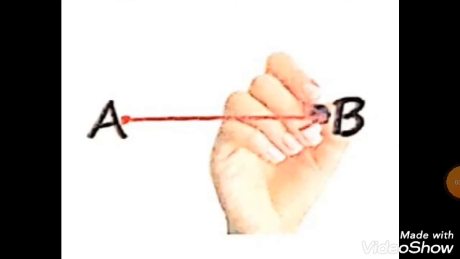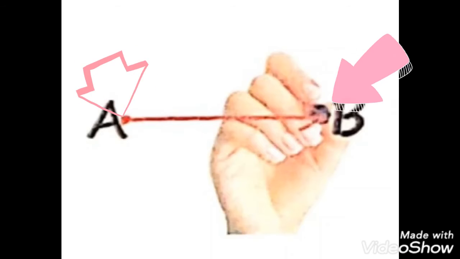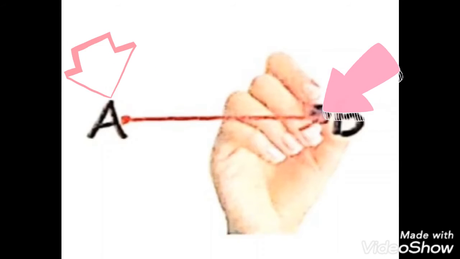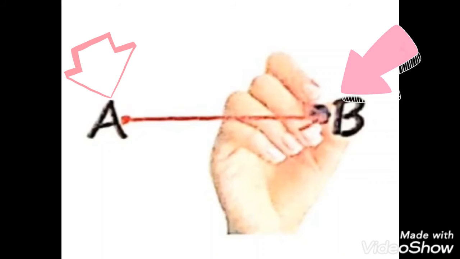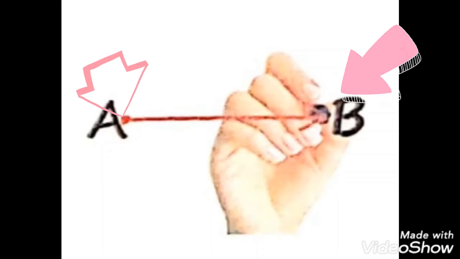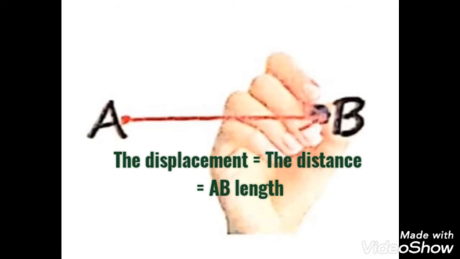The first case we can solve: the object moves from point A to point B, or from the starting point to the end position. This is the value of the distance. What about the displacement? In this case, the displacement value equals the distance value, equal to the value of AB, or the length of AB.